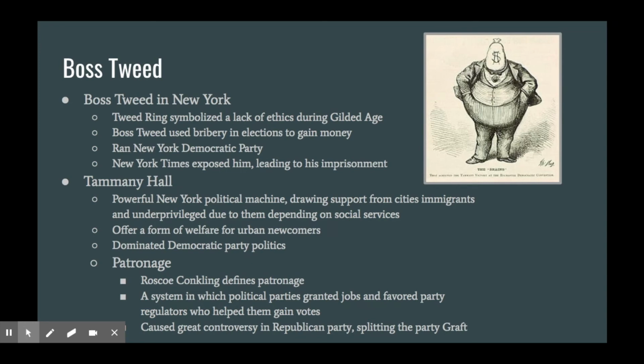Patronage. Roscoe Conkling defines patronage, a system in which the political parties granted jobs and favors to party regulators who helped them gain votes. This caused great amounts of controversy in the Republican Party, which split the party. Graft.